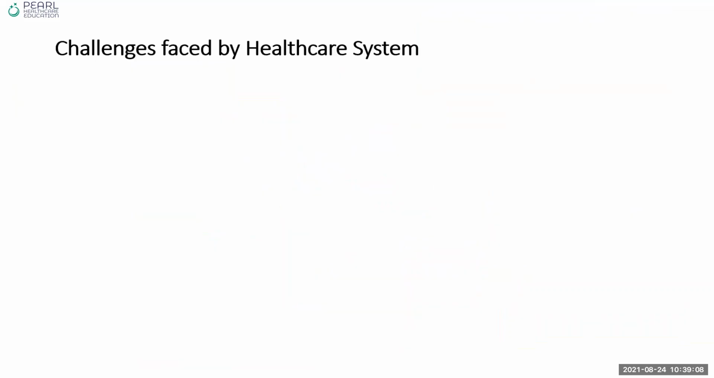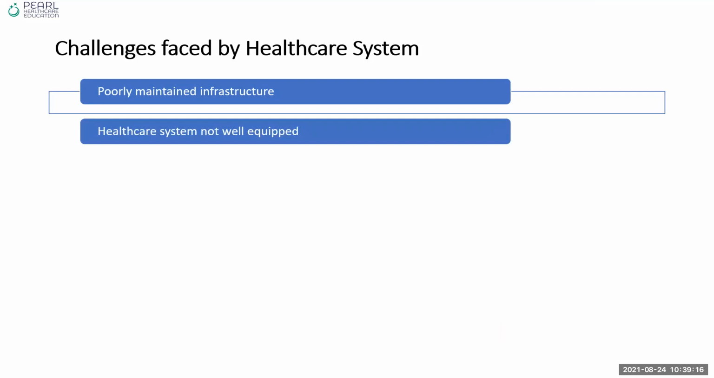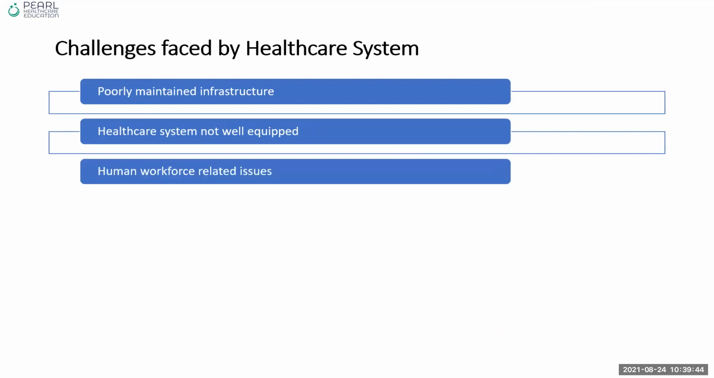There are various challenges. For example, poorly maintained infrastructure, which we talked about earlier on. While we have a good network of basic health units, rural health centers, district hospitals, and others linking up, the infrastructure and the provision of human resource into those places and the linking up between different institutions is not that great, and therefore it's poorly maintained. The healthcare system and healthcare professionals are not always well equipped with the necessary equipment and technology that they need, as we talked about earlier.